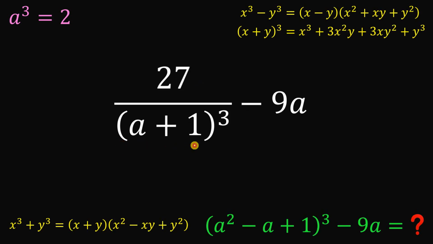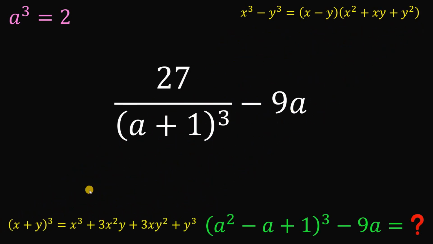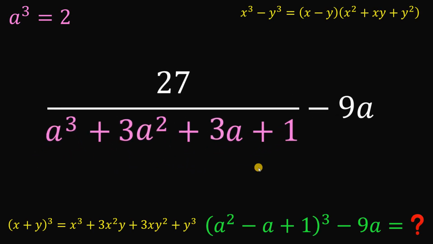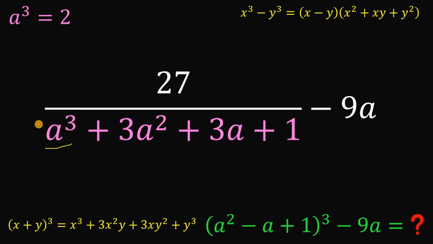And then for a plus 1 raised to the power of 3, here comes our second identity, the expanded form of x plus y raised to the power of 3. Applying this concept to the denominator, a plus 1 cubed is simply equal to a cubed plus 3a squared plus 3a plus 1. Therefore, we can replace the denominator with this expression. Now let's rearrange some terms a little bit. Let's put this a cubed in this position.